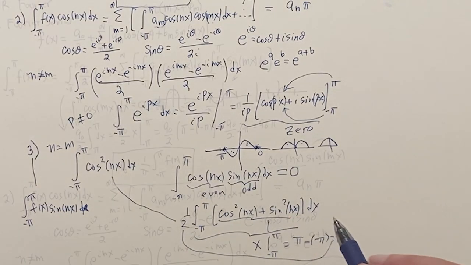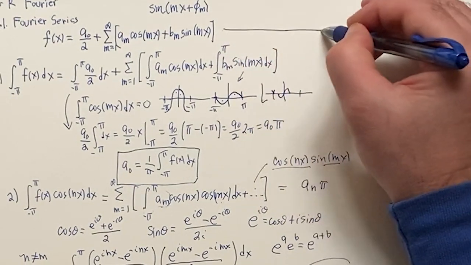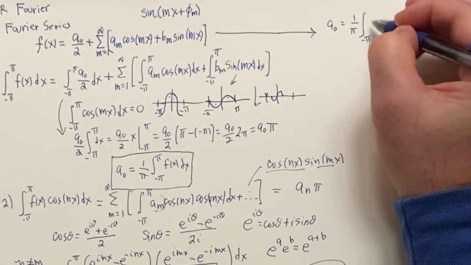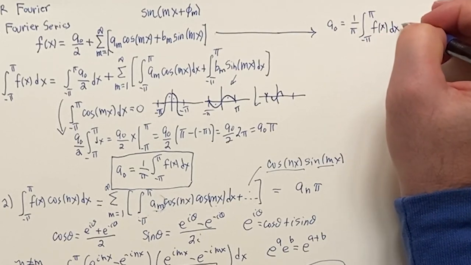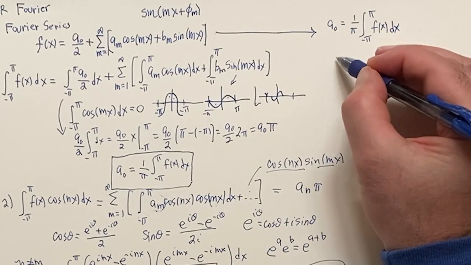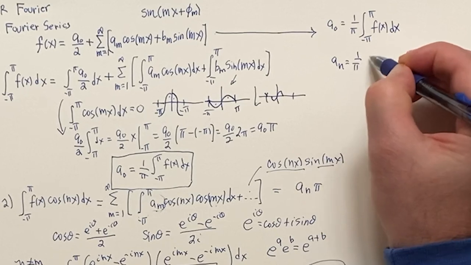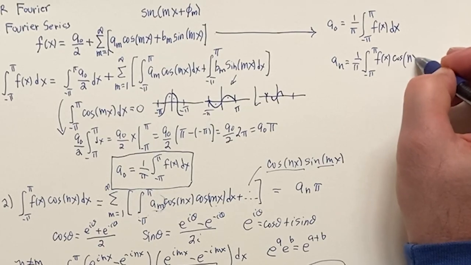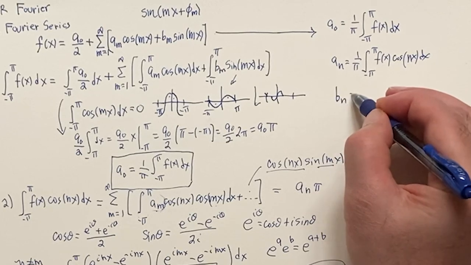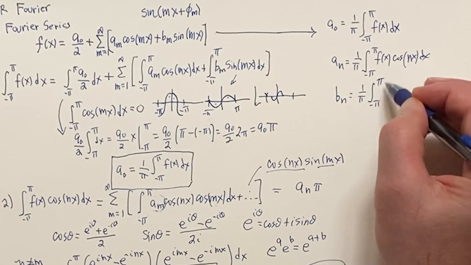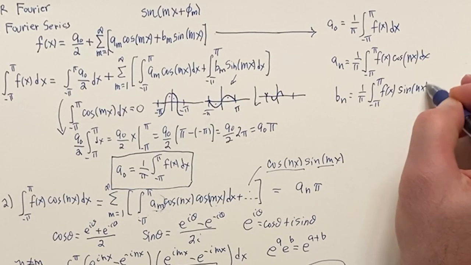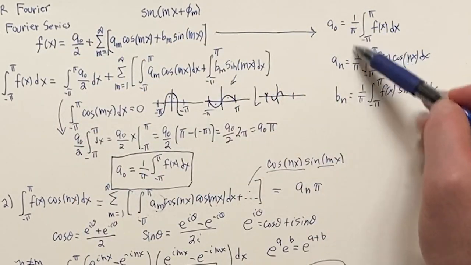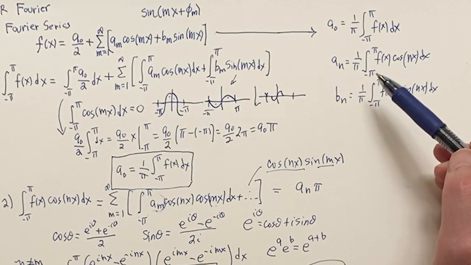So let's go ahead and write down the three equations from this one here. We get a naught. We already have this one. Okay, 1 over pi, minus pi to pi. This one's already been derived. And then now we have the other ones. a n is 1 over pi, minus pi to pi, f of x cosine of nx. And then the b n is 1 over pi, minus pi to pi, f of x sine of nx dx. And these are the equations. So this is the master equation to set up with. And then these three equations show you how to get the coefficients, the a's and the b's.